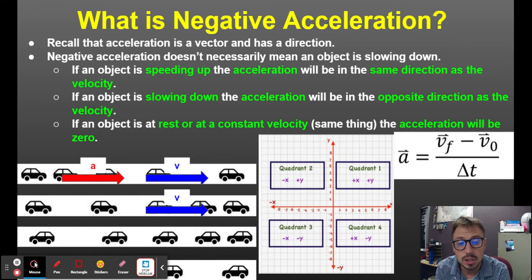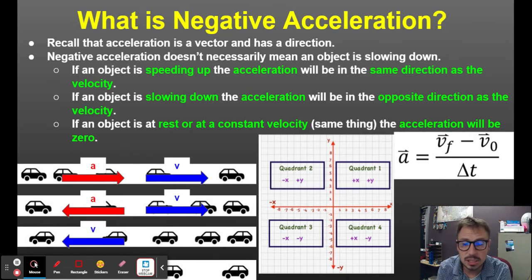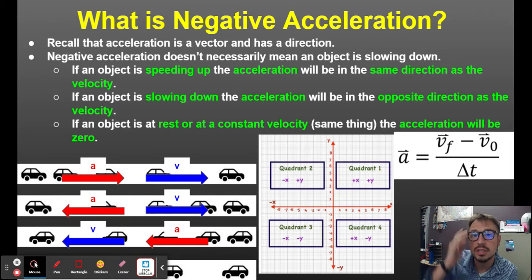Now, this car is moving in the positive direction, but now it's slowing down, so the acceleration will be in the negative direction. In these next two examples, the velocity is going in the negative direction. In that first one, the car is speeding up, so the acceleration will be in the same direction. So now I have a negative acceleration, but it's speeding up.